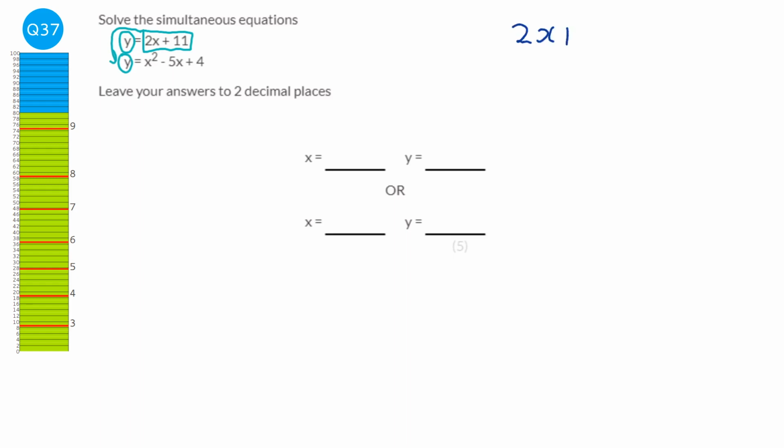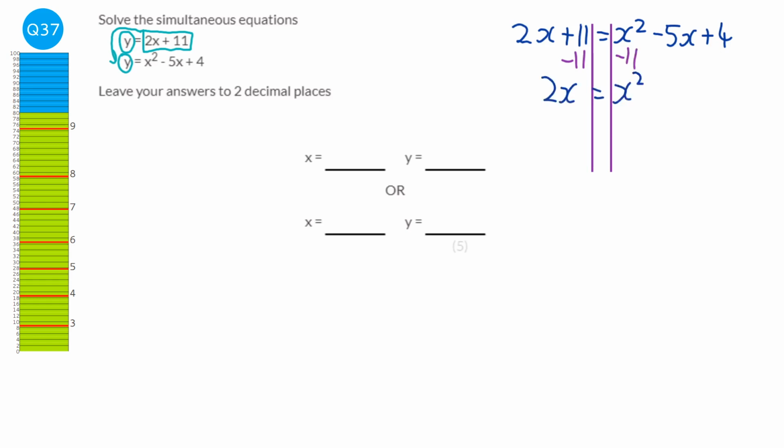So we've got 2x plus 11 equals x squared minus 5x plus 4. And we're just going to get everything equal to 0 so that we can solve it as a quadratic. So I'm just going to start by subtracting 11 both sides. So we've got 2x equals x squared minus 5x, what's that going to be? That's going to be minus 7. And then take away the 2x both sides. So we're going to have 0 equals x squared minus 7x minus 7.